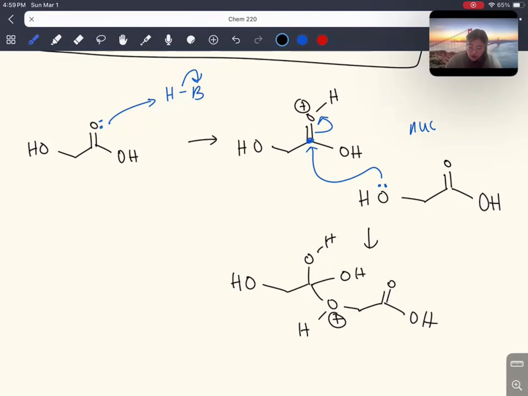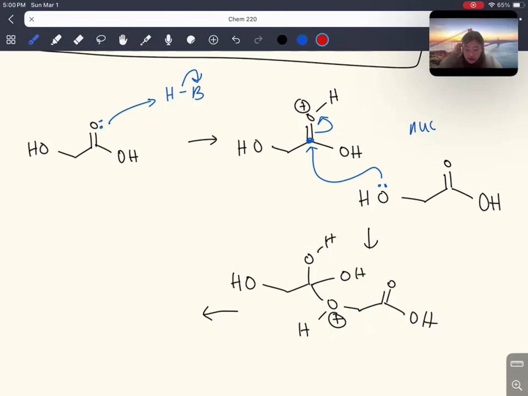So now that we have this molecule, what's going to happen next is a proton transfer. Oxygens, as we have seen in this step, can be protonated and they can be deprotonated. So any oxygen that has a lone pair available can pick up a hydrogen and then have a positive charge. And so what's going to happen in this case is a proton transfer.